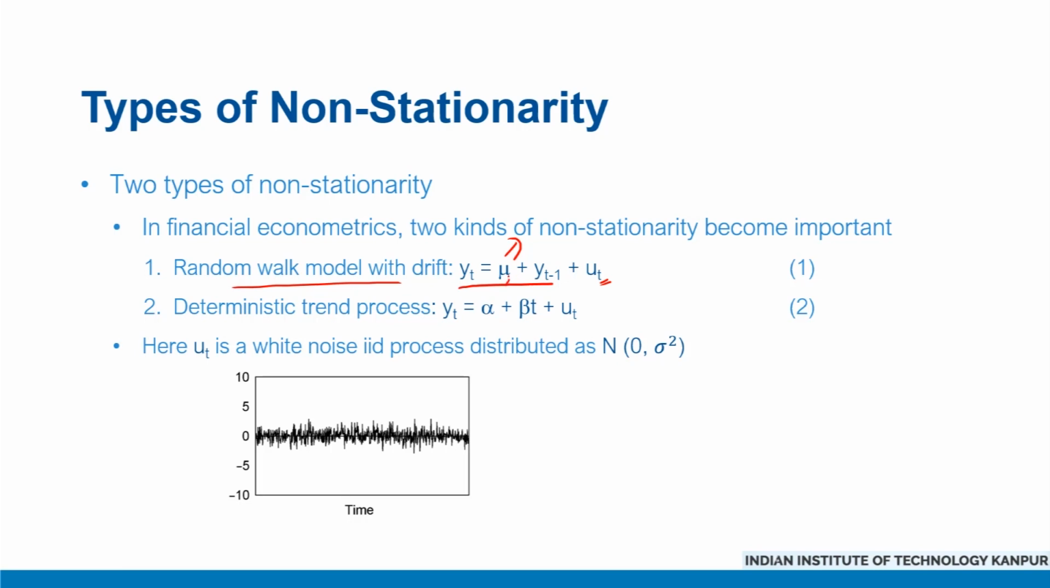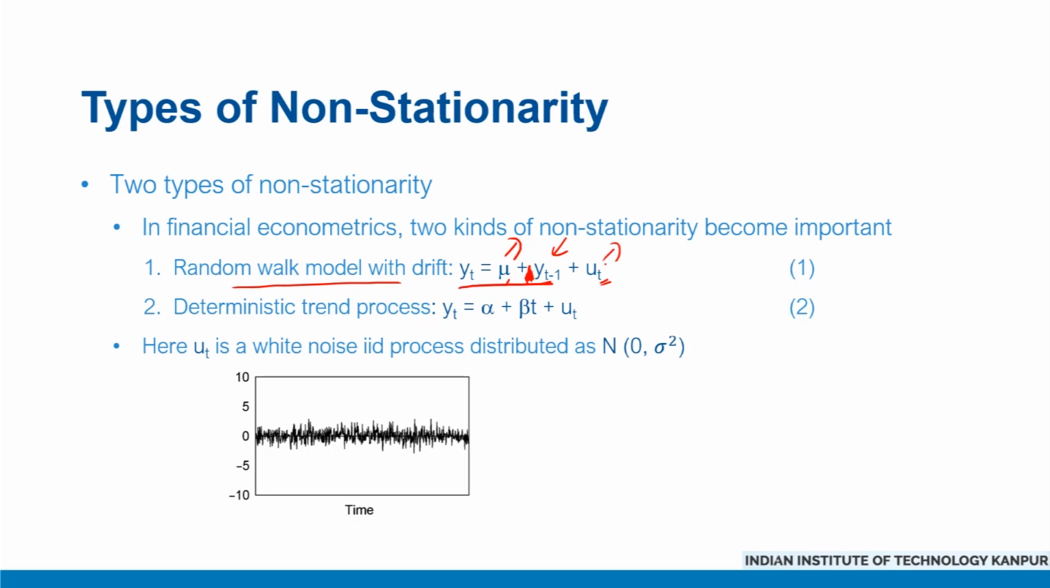Now this mu is the drift and yt minus 1 comes with a coefficient of 1. We'll have a more detailed discussion in subsequent slides and videos, but please notice the coefficient 1 has the implication that any shock to this series, historical shocks to the series, do not die away. We'll elaborate on this in more detail. And that is why this is called stochastic non-stationarity. How to deal with it, and what is the nature of this kind of non-stationarity, we'll discuss shortly.